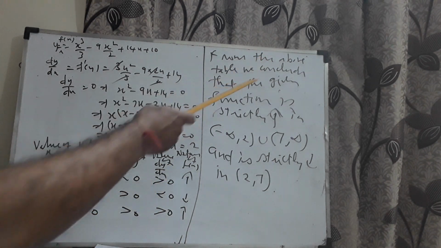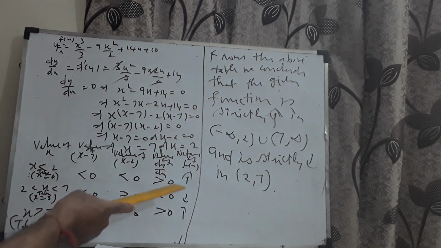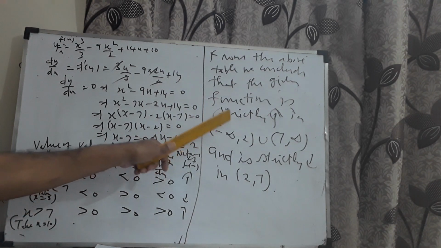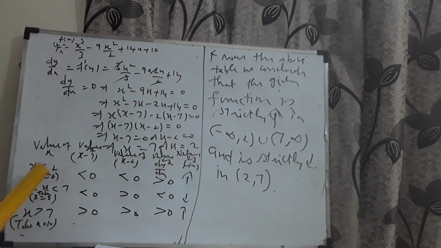Therefore, from the above table, we conclude that the given function is strictly increasing in minus infinity comma 2 union 7 comma infinity, where x less than 2 means the interval minus infinity comma 2, and is strictly decreasing in 2 comma 7. In wordings, if you want to write, it is increasing in minus infinity comma 2 and 7 comma infinity.